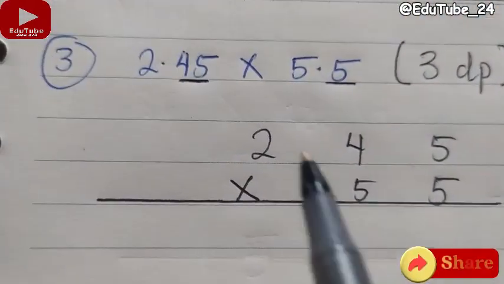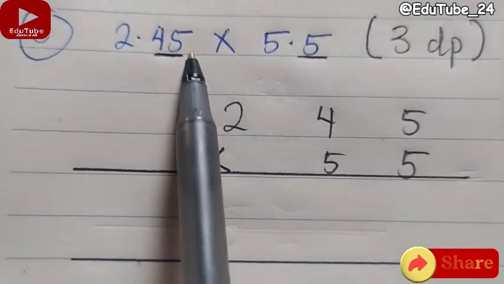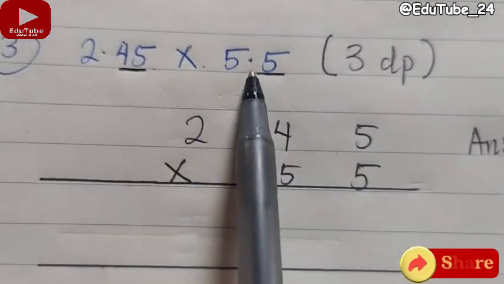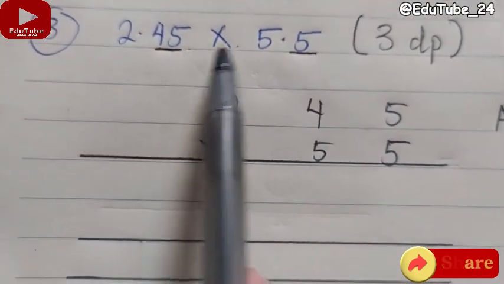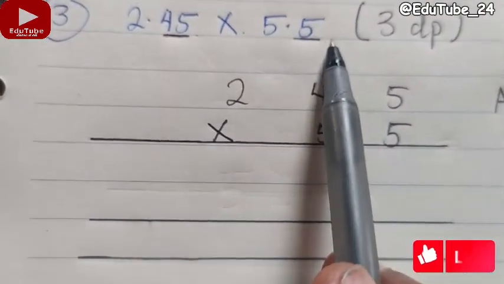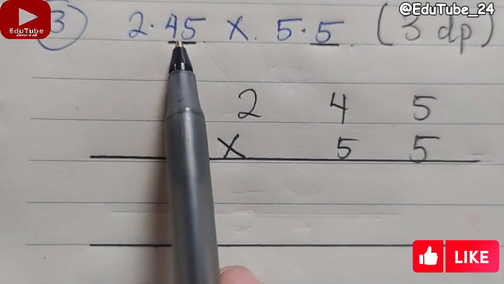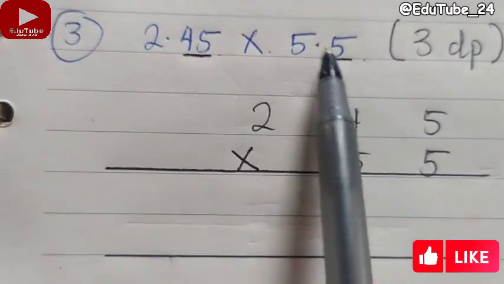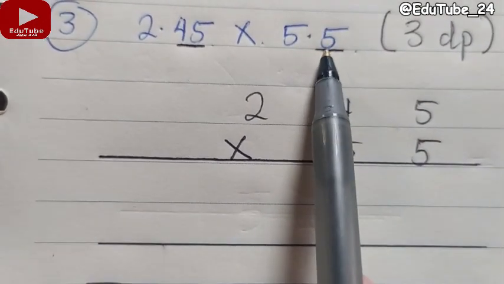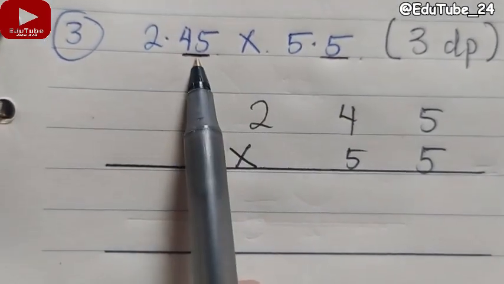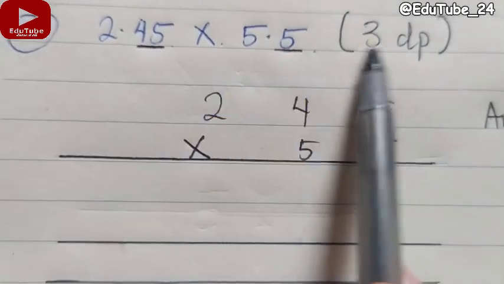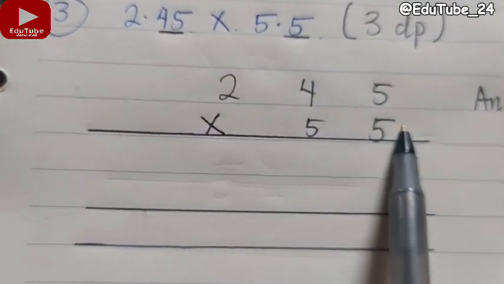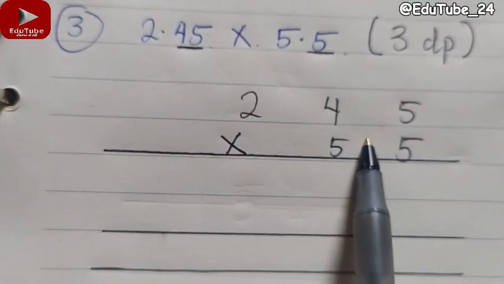Now let's see our third example. Our third example says 2.45 times 5.5. As you can see, in our multiplicand 2.45, we have 2 decimal places. And then in our multiplier 5.5, we have 1 decimal place. So 2 decimal places plus 1 decimal place, we have what? 3 decimal places.